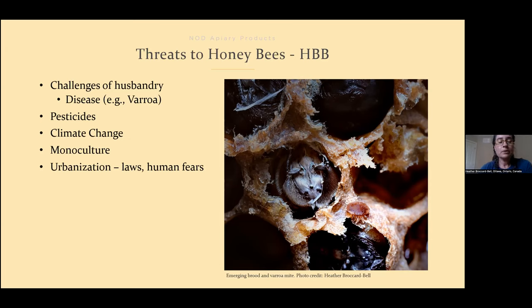So learning to keep honeybees in a more urban environment is a different set of skills than keeping them in a giant yard that's isolated, keeping them on a rooftop or in your backyard or whatever. These are things that can be threats to honeybees, but they're also opportunities as well.